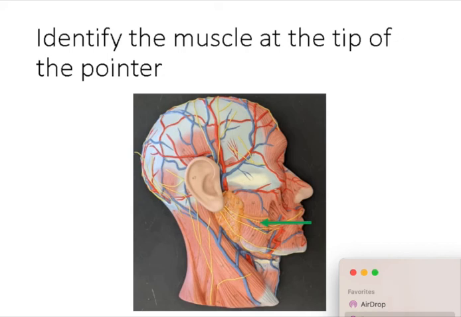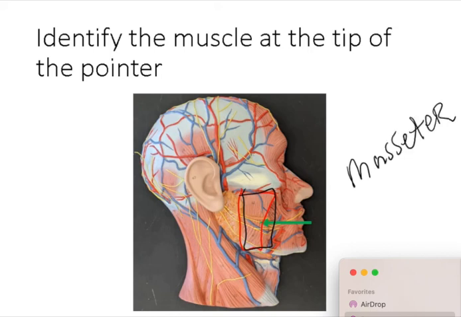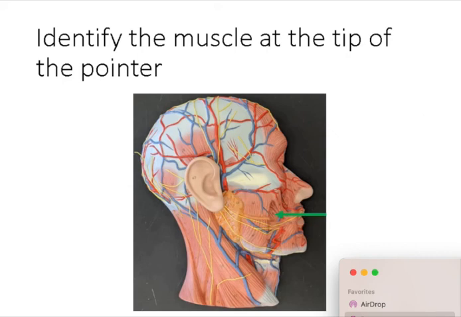So identify the muscles at the tip of the pointer. Okay, so this here is pointing to this kind of rectangular strap-like muscle, and that muscle is the masseter. The masseter. It's the muscle that we use for mastication or chewing. So when you clench your jaw, you can feel it on the side of your cheeks. So that's the masseter.